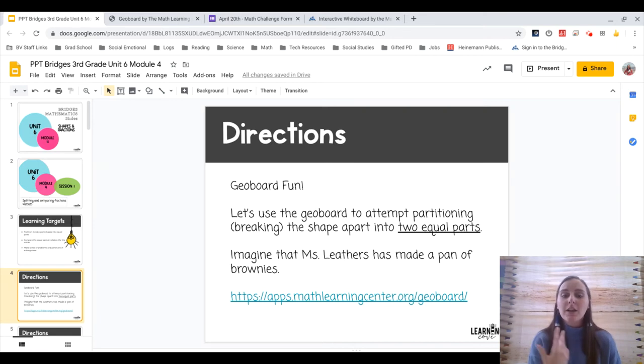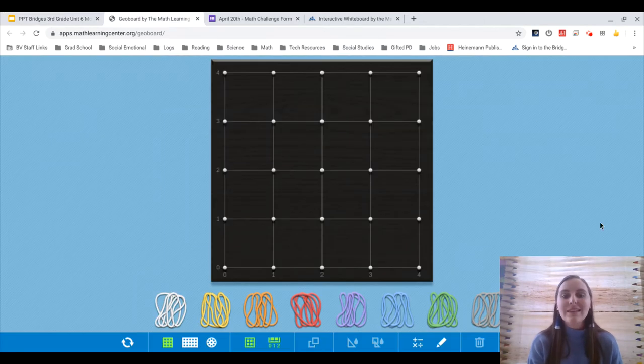So let's just pretend or imagine that I am baking brownies, and this is my pan of brownies that comes out of the oven. So looking at my pan of brownies, I notice it's a square, which tells me I can easily find the area by multiplying the length and the width. So I notice that my pan of brownies is 4 by 4, which tells me in total I have made 16 brownies.